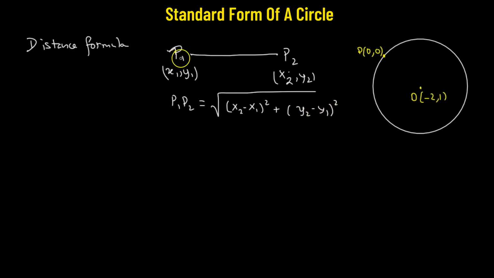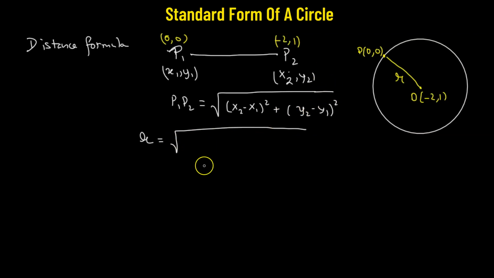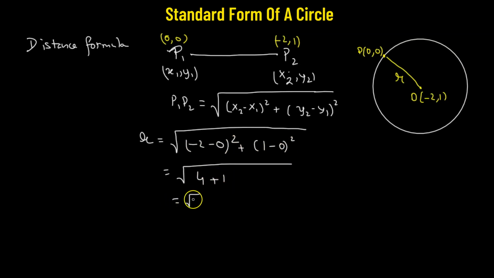Now in our case, we will assume that P1 is given by 0 comma 0, and P2 is given by negative 2 comma 1. If we join P and O, this is nothing but the radius of the circle. So the radius R will be given by the square root of, our x2 is negative 2, so negative 2 minus 0, squared, plus the difference of the y coordinates, 1 minus 0, whole squared. So this will be equal to the square root of, negative 2 whole squared is positive 4, and 1 squared is 1. So our radius comes out to be square root of 5.